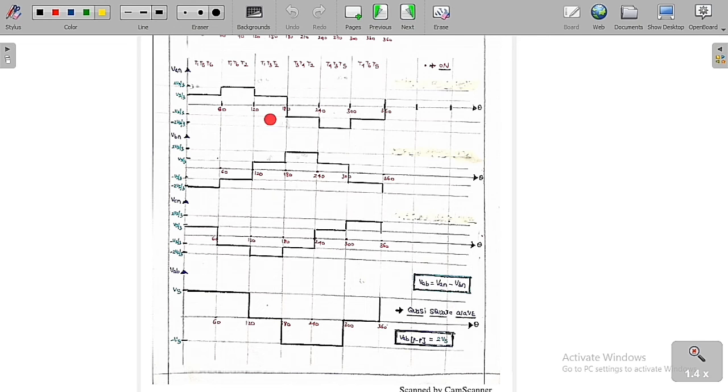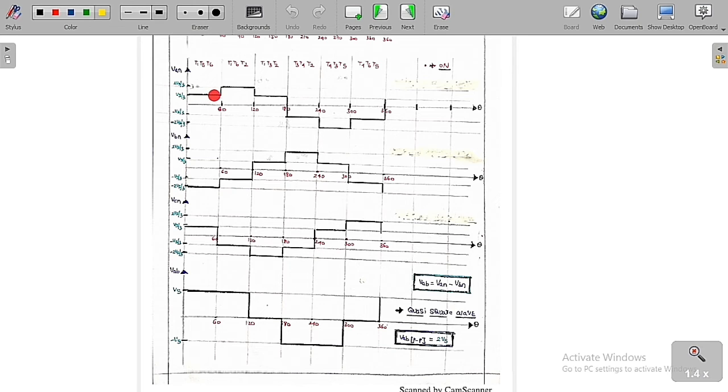If you try to remember this graph of Van, then you can shift it by 120 degrees and you are going to get Vbn, and then shift it again by 240 degrees. If you shift by 120, you are going to get this waveform. If you shift this waveform by 240, then you are going to get Vcn. So we just shift it. Therefore, if you remember this Van, then by shifting it by 120 we get Vbn, and by shifting it by 240 we get the waveform Vcn.